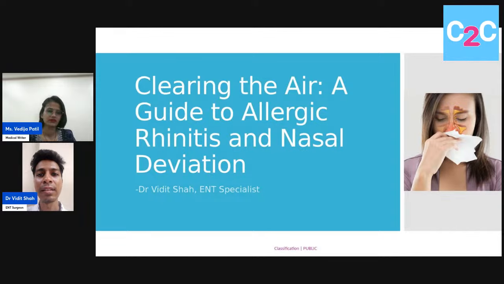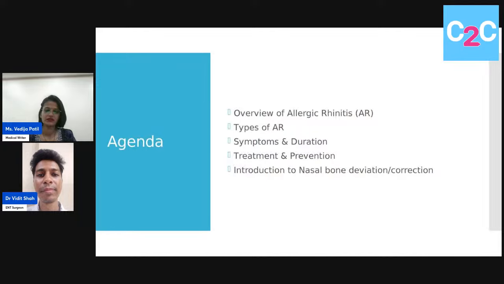Can we change to the next slide? So these are the topics of discussion today. Overview of allergic rhinitis, the types of allergic rhinitis, symptoms and duration, treatment and prevention. That would be the point I would be focusing on maximum. Introduction to nasal bone deviation and correction, which goes hand in glove with allergic rhinitis in quite a few patients in my experience, so we can also discuss that. Can we have the next slide, please, Ms. Patil?